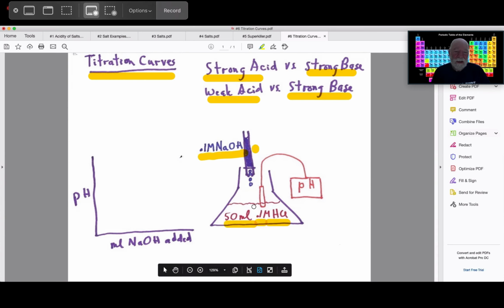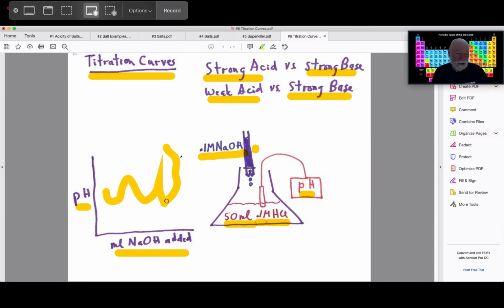Now notice in the flask is a pH meter. That's important because what does a titration curve look like on the graph on the left-hand side? It's a plot of pH versus milliliters of sodium hydroxide added. So what's going to happen is we're going to slowly add sodium hydroxide, and we're going to calculate what the pH will be. So we're going to get a titration curve. Not going to look like this, but just to give you an idea. That is the goal of how we're going to do this.